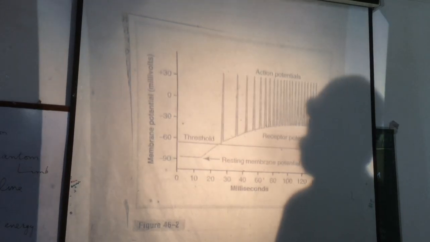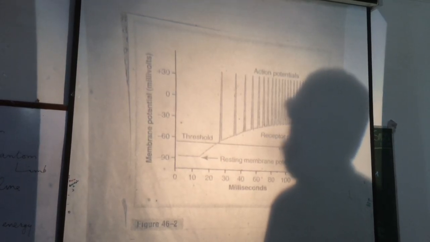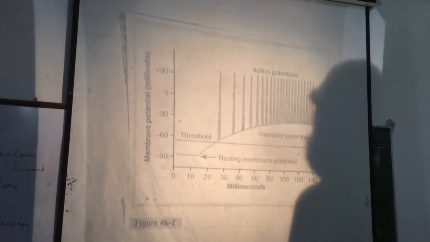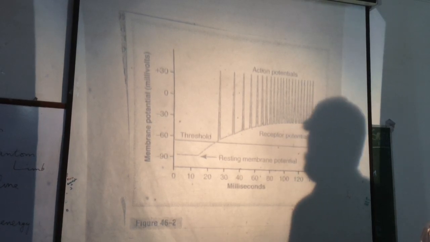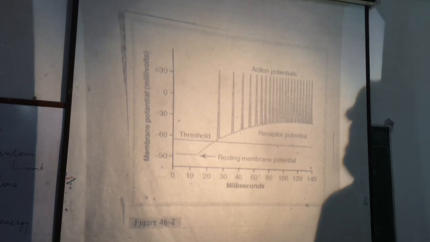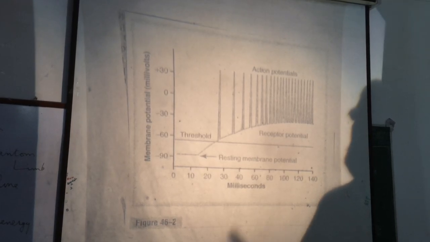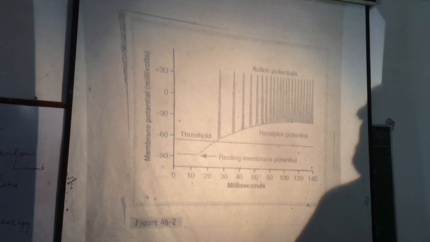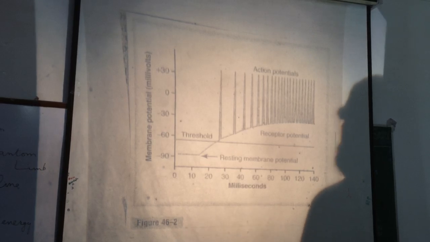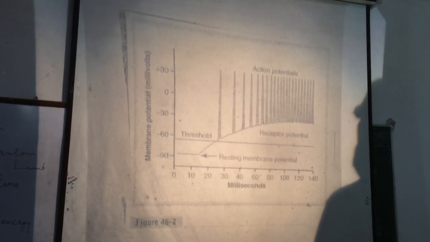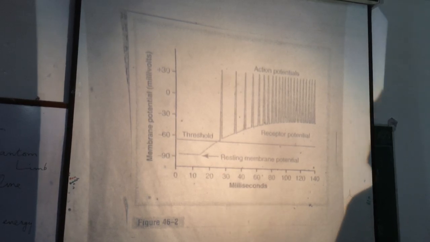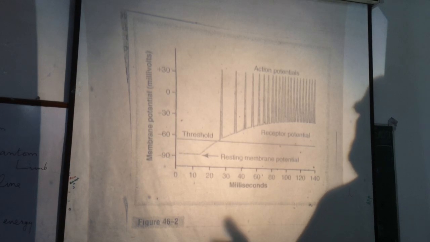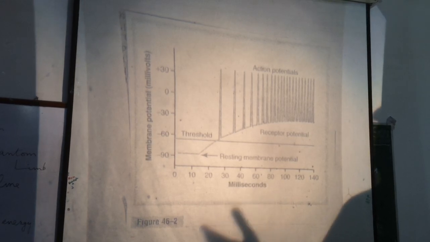Our next property of sensory receptors is very important, that is adaptation. While discussing the sensory receptors, I mentioned that some of the receptors undergo slow adaptation, other receptors undergo rapid adaptation. So what is adaptation?